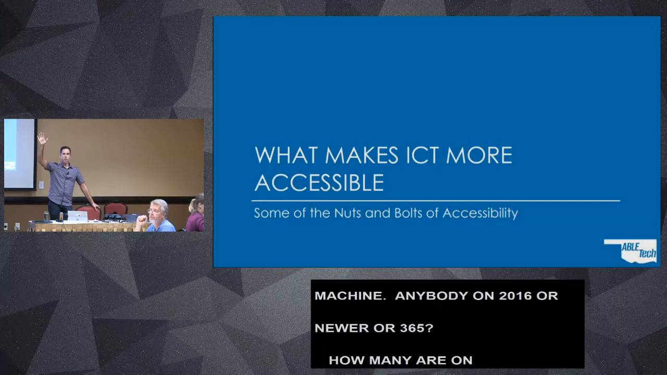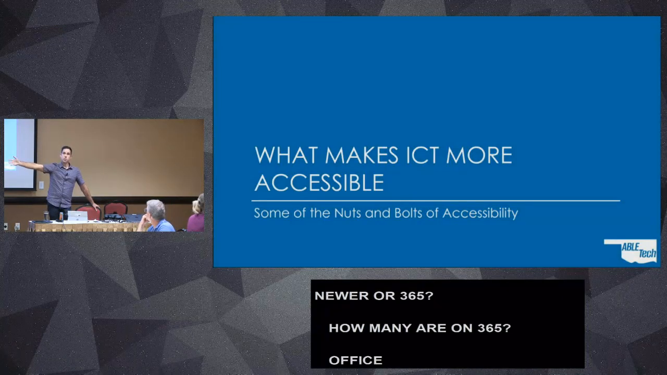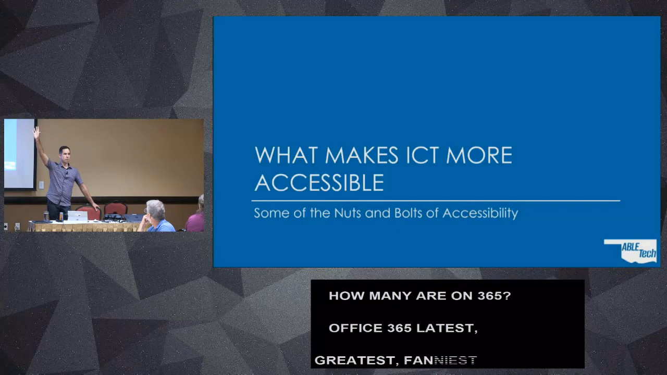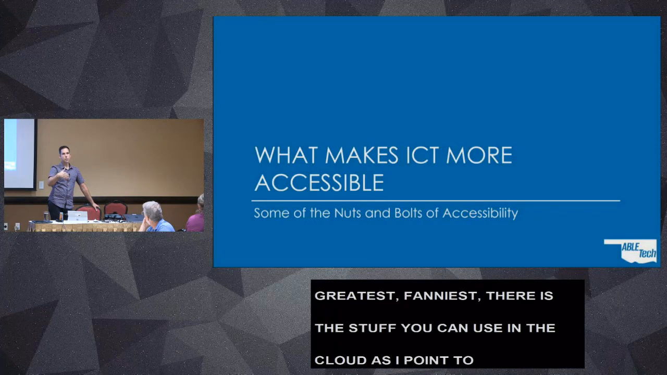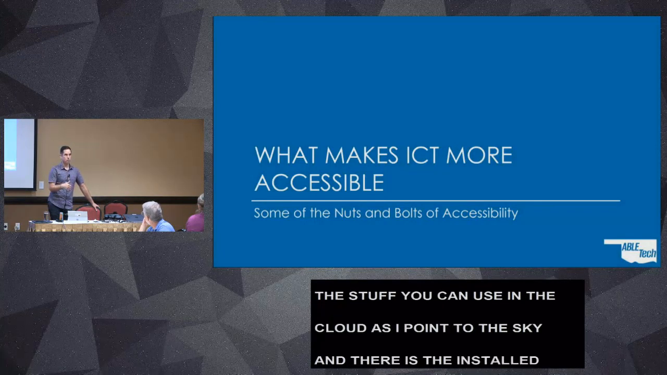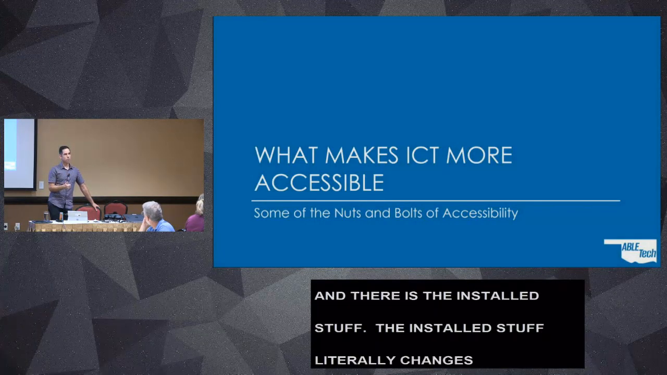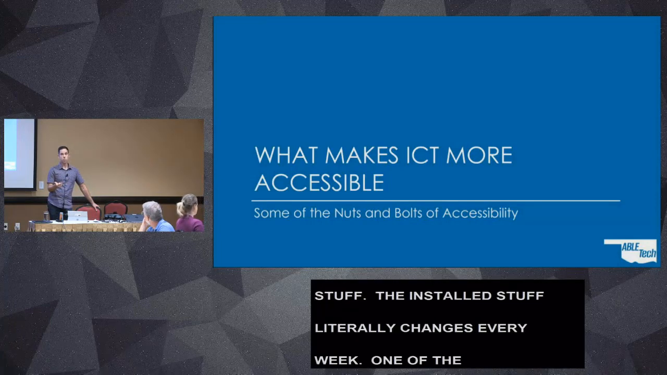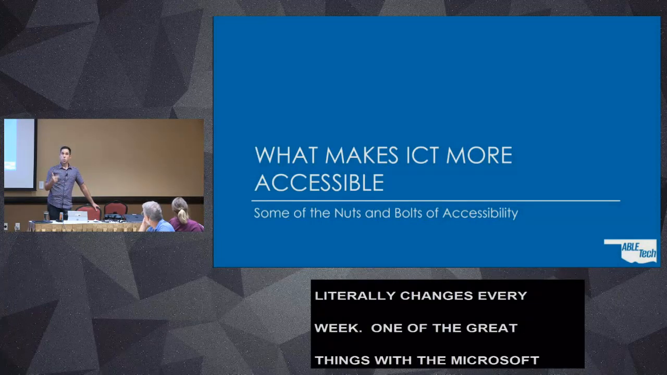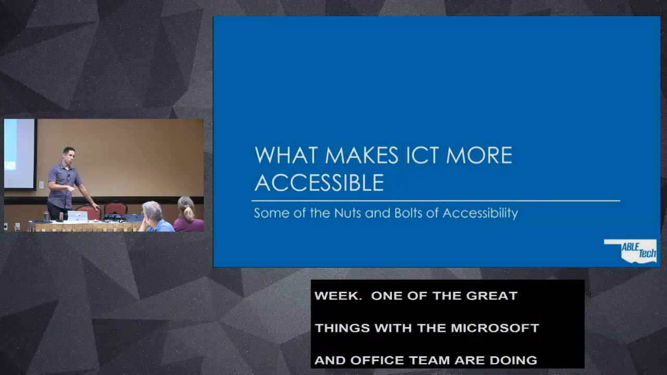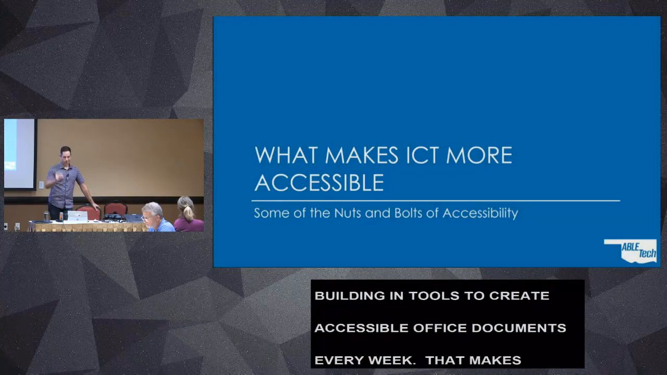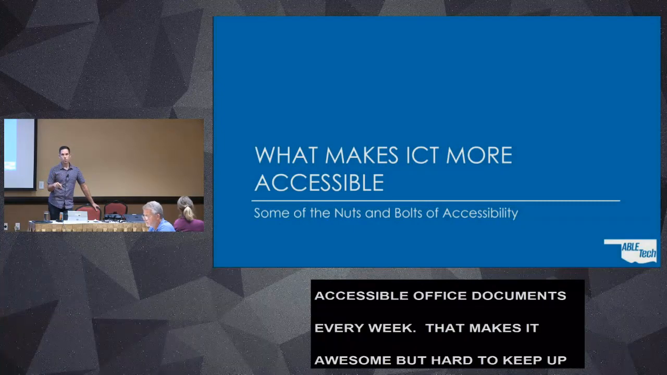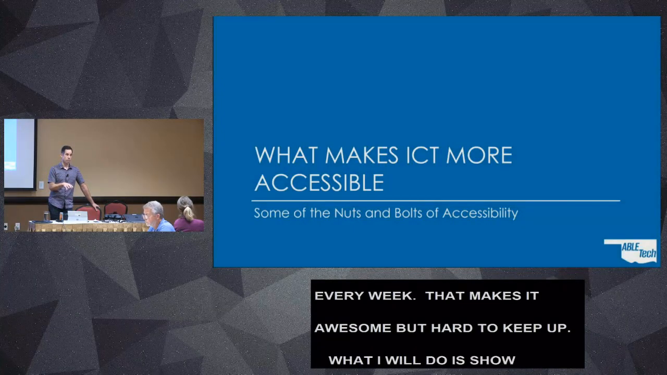So Office 365, latest, greatest, fanciest. There's the stuff you can use in the cloud, as I point to the sky. And then there's the installed stuff as well. The installed stuff literally changes every week. And one of the great things that Microsoft's accessibility team and Office team is doing is they're building in tools to make it easier to create accessible Office documents almost every week. That's awesome, but it makes it really hard to teach and keep up with. So, yes, sir. So what I'm going to do is show you this stuff in 2013.